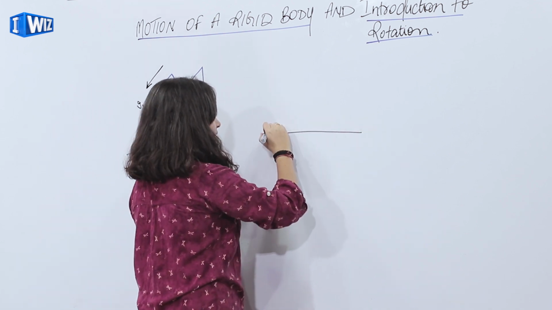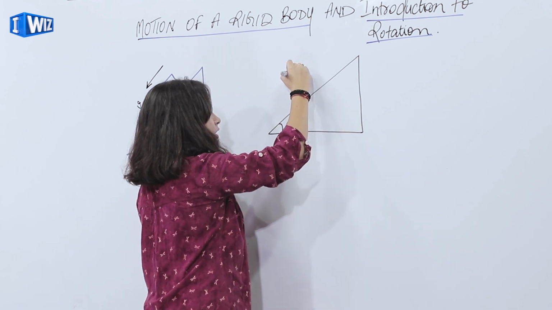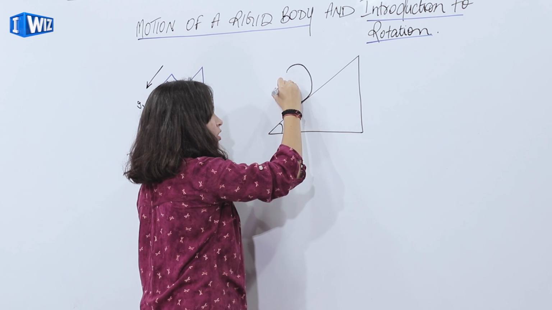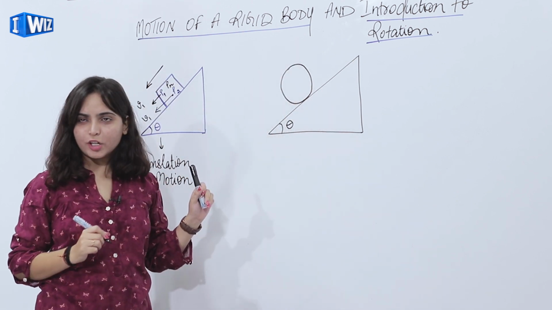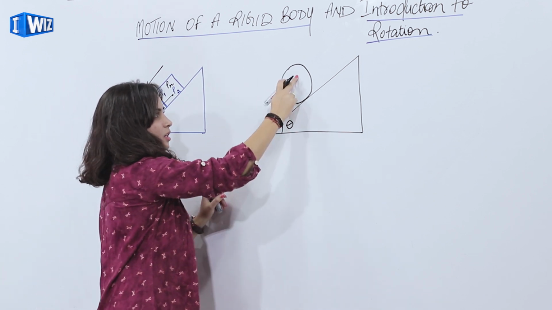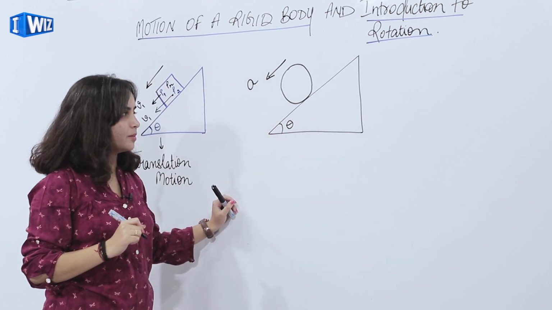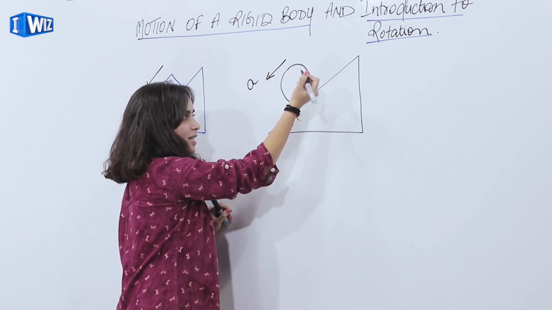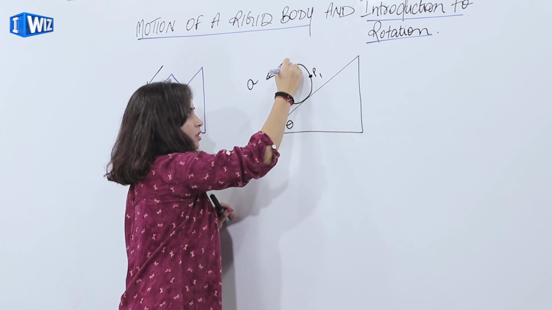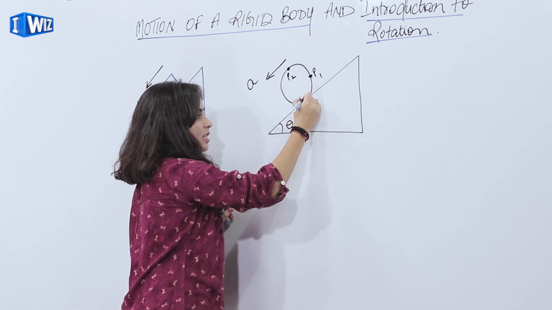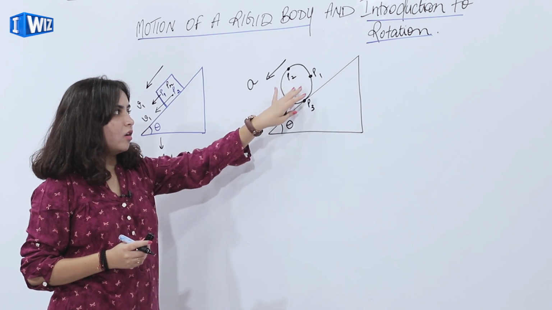Again, let us consider an inclined plane. Now we have a disc or a cylinder or any rigid body of this circular shape. So now here, what will its motion be? Downward from top to bottom. Now again we'll consider some points: P1, point P2 or say point P3. These three are different points on a rigid body.